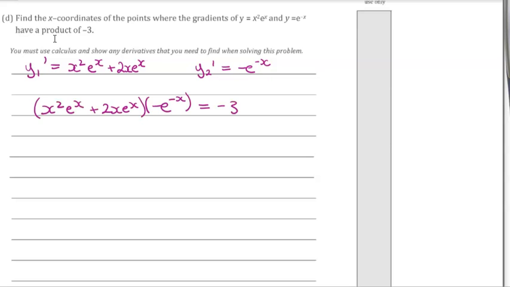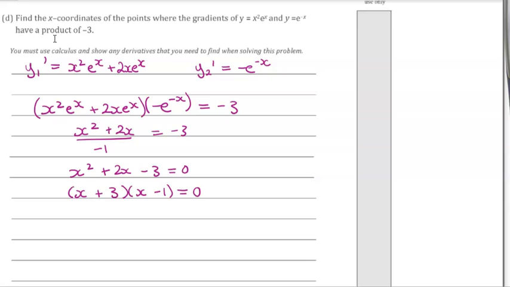And now we're just into solving. So we can multiply out the bracket, and the e to the x's will cancel out, and then we get this. So that becomes a quadratic that looks like this. We can factorize it, and then we get x is -3 and 1.